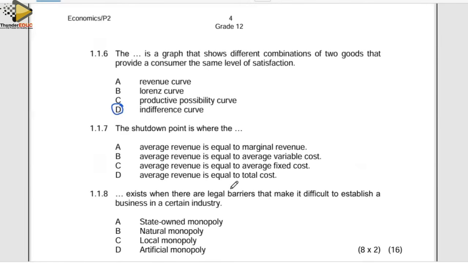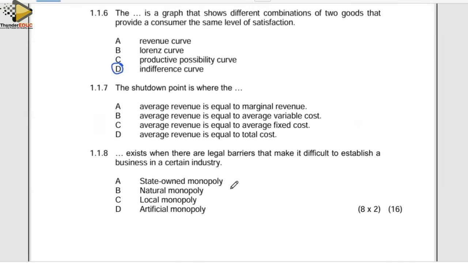We move on to number 117. The shutdown point is where? Where do we find the shutdown point? Right, our shutdown point is found at B, where the average revenue is equal to the average variable cost.